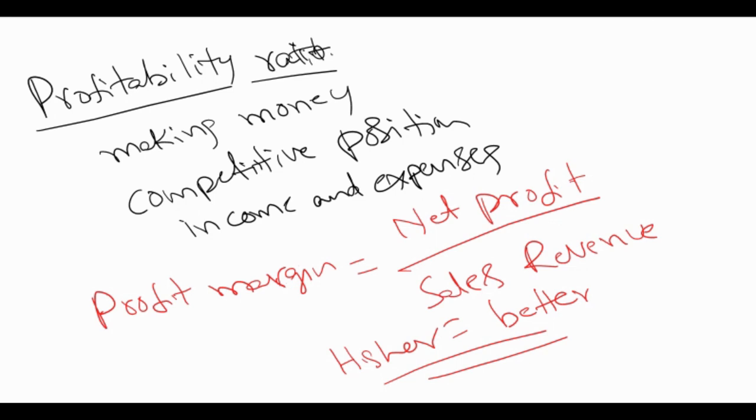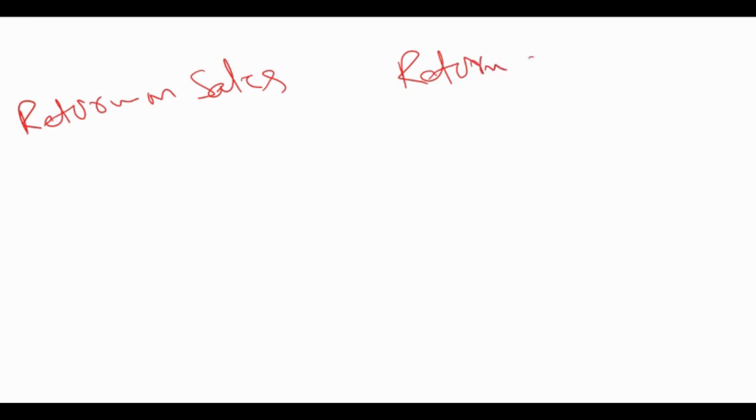Also, in these profitability ratios, how do you get them? Profits may be measured as return on sales or return on investment. So there are two types of profitability ratios: one is return on sales, and the second is return on investment.